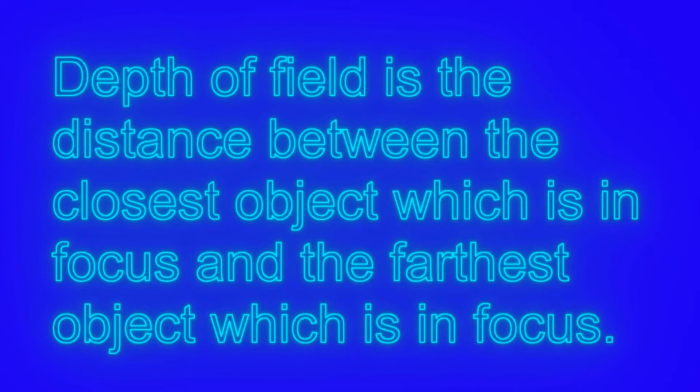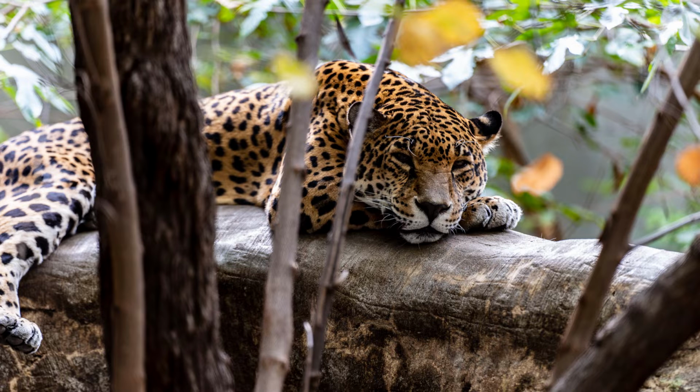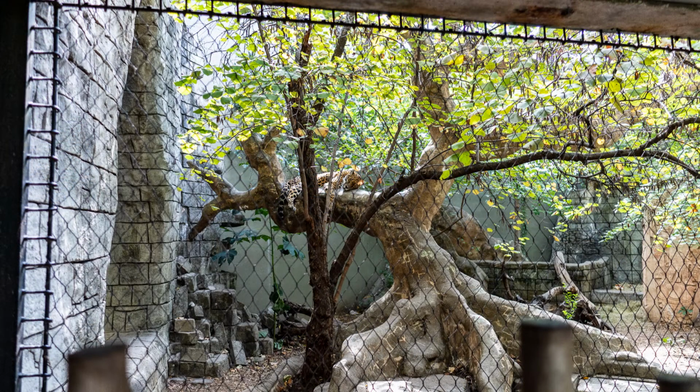Depth of field is the distance between the closest object which is in focus and the farthest object which is in focus. Portrait photographers frequently try to narrow that depth of field to make their subject stand out. Landscape photographers will try to expand the depth of field so that the entire scene is in focus. Learning to control depth of field will let you take pictures like this instead of pictures like this.